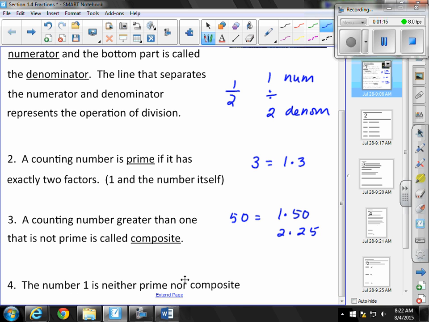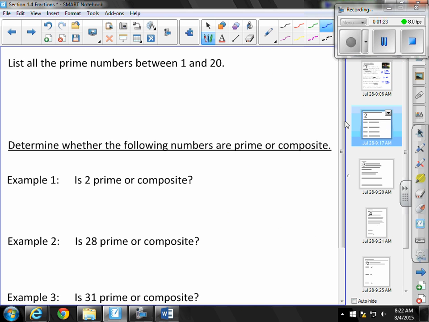And the number 1 is a special number. It is neither prime nor composite. So when we're talking about prime and composite numbers, we're talking about numbers greater than 1.